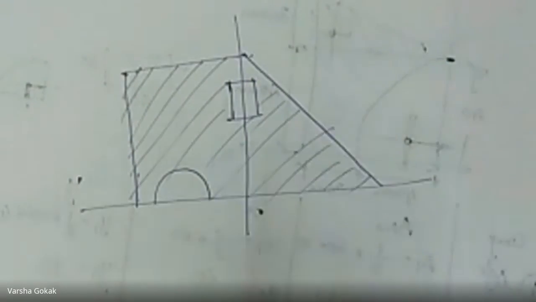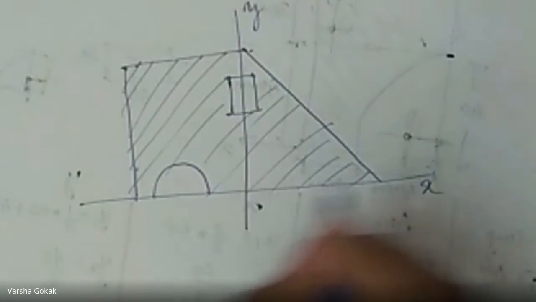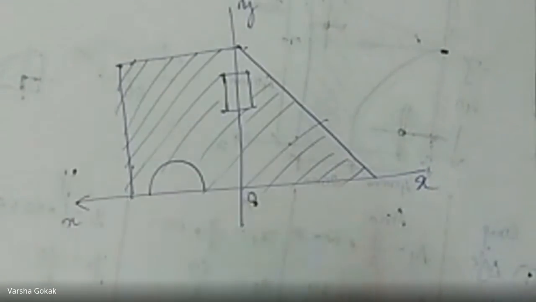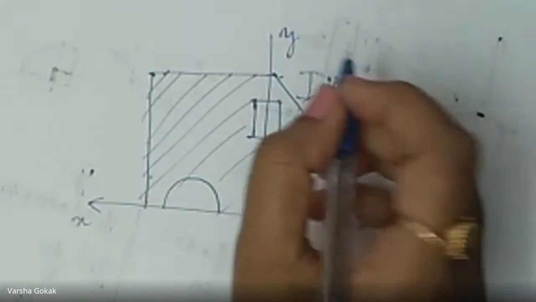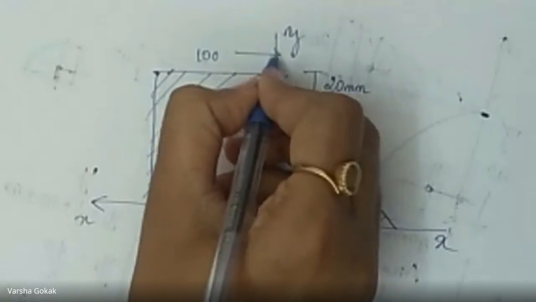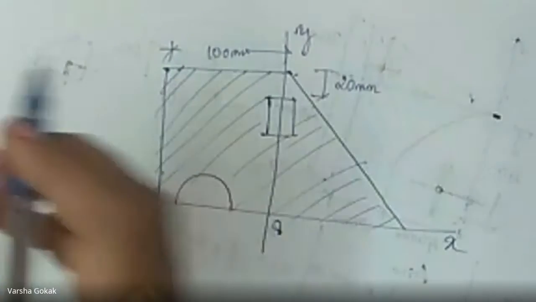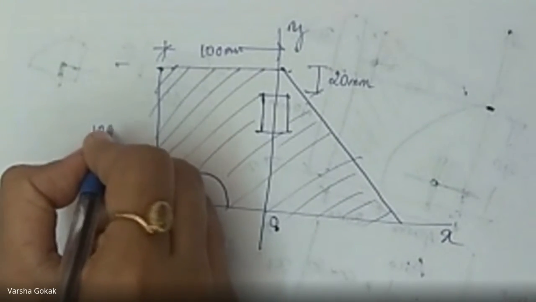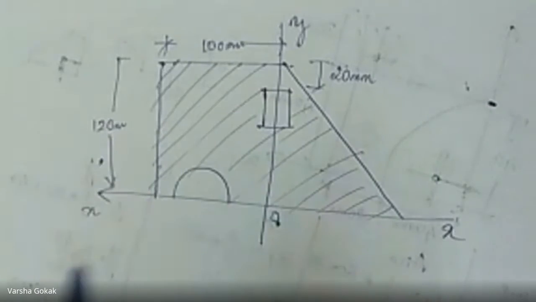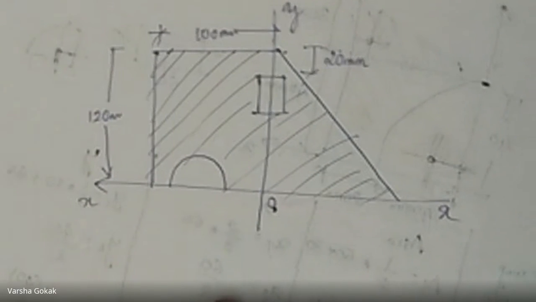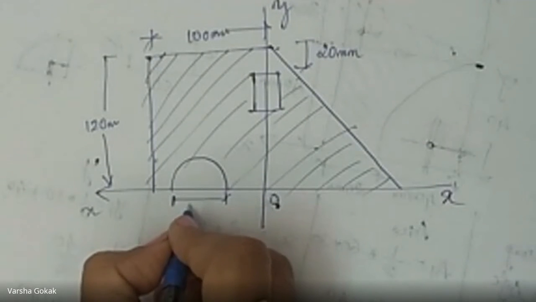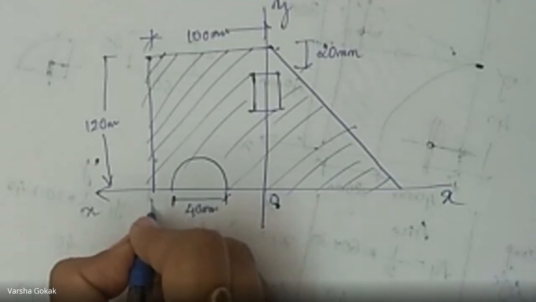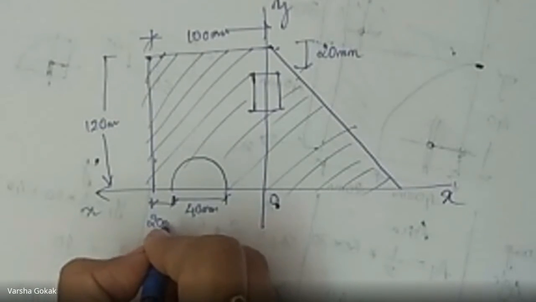Now, which two quadrants is it covering? First and second. They have given the dimensions. This is 20 mm. This is 100 mm. And this height is 120 mm, the height of the triangle. Okay. And then here they have given the diameter, that is 40 mm. This edge distance is given to be 20.